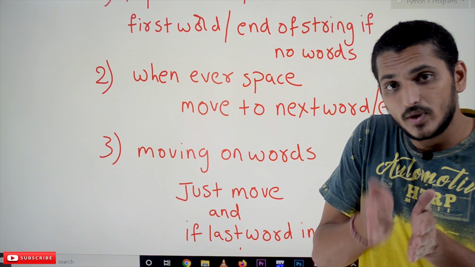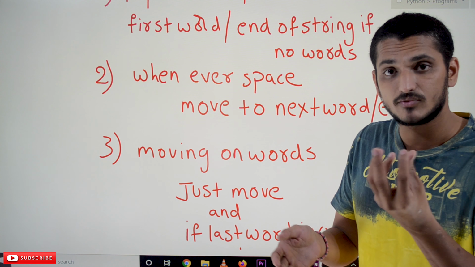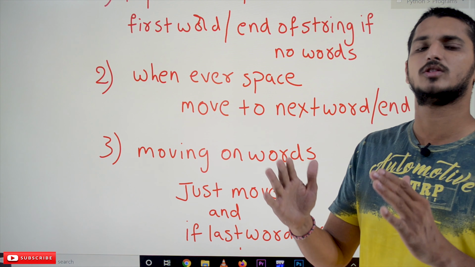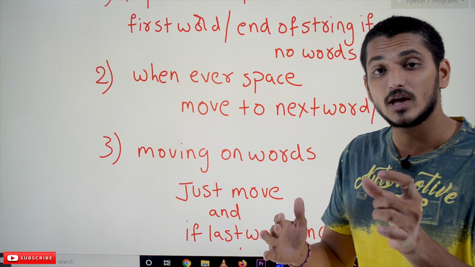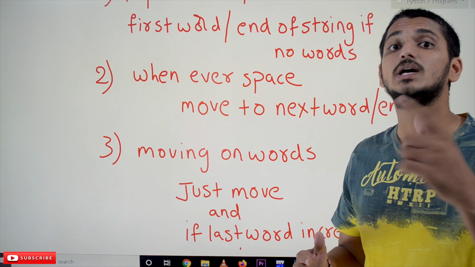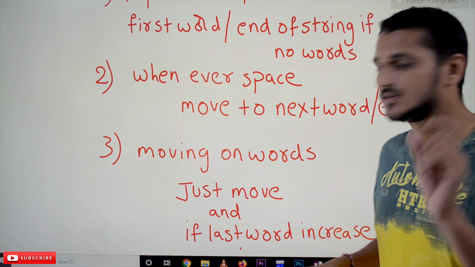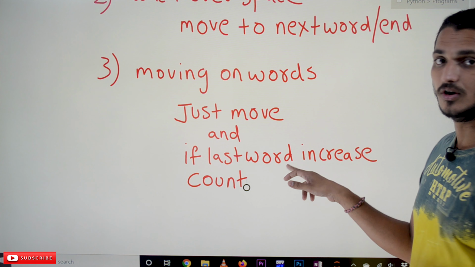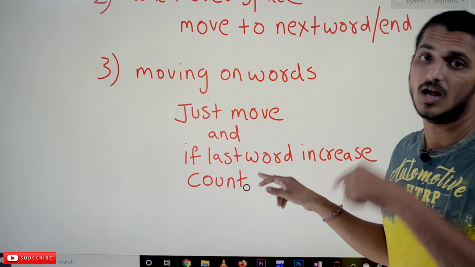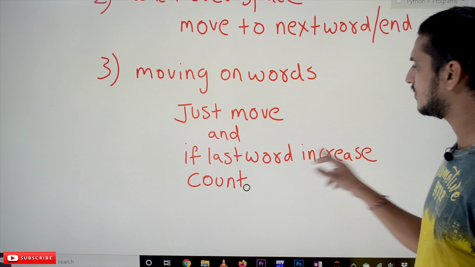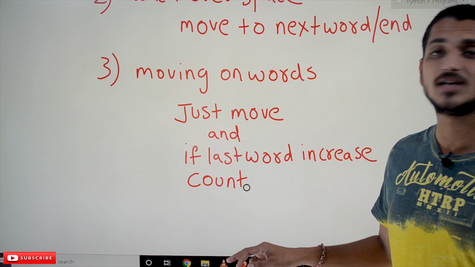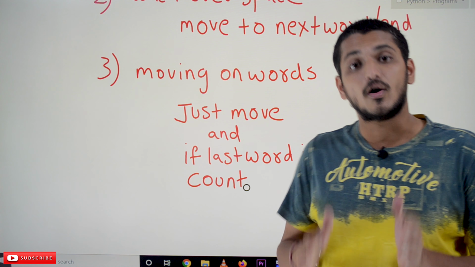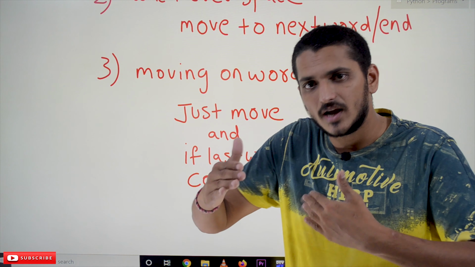So the third condition is here. Whenever we are moving on the words, in between we are finding words. Whenever we are moving on the words, what we have to do? We just move on the word. So whenever we are on the last word, we have to increment the word count. So that is the logic we have to identify. Just move on the word, and check whether it is the last word or not. If it is the last word, increase the word count. These are the 3 steps we have to write conditions for. So our complex logic is divided into 3 conditions.